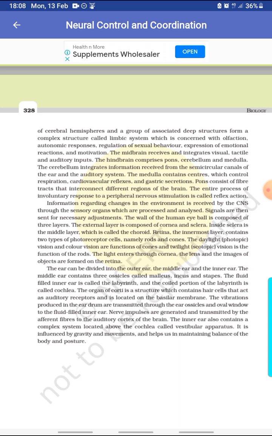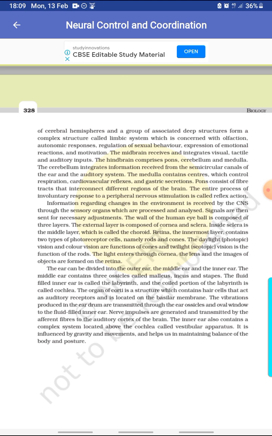The cerebellum integrates information received from the semicircular canals of the ear and the auditory system. The medulla contains centers which control respiration, cardiovascular reflexes, and gastric secretions. The pons consists of fiber tracts that interconnect different regions of the brain. The entire process of the involuntary response to a peripheral nervous stimulation is called reflex action. Information regarding changes in the environment is received by the CNS through the sensory organs, which is processed and analyzed. Signals are then sent for necessary adjustment.